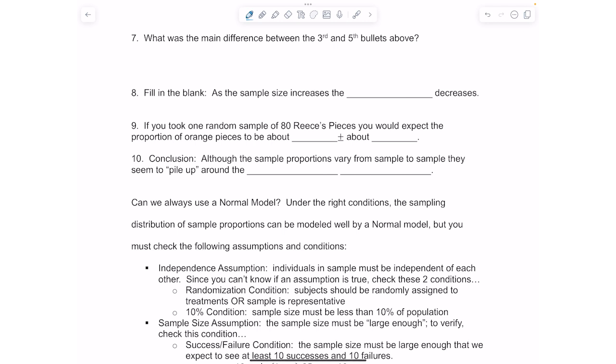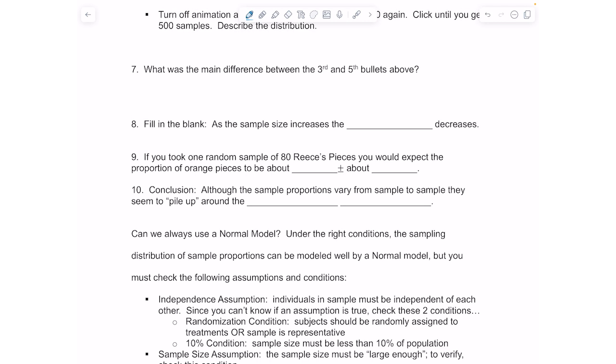One of the main points that you want to get from this little activity is that as the sample size increases, you're going to notice the spread, and in this case that could be the standard deviation, is going to decrease. Something else that's important is that, let's say you took a random sample of 80 Reese's Pieces. The sample size, as long as it's large enough, should get you close to the true proportion. So we would expect the proportion of orange pieces to be about 50% or 0.50 plus or minus about 2 standard errors.